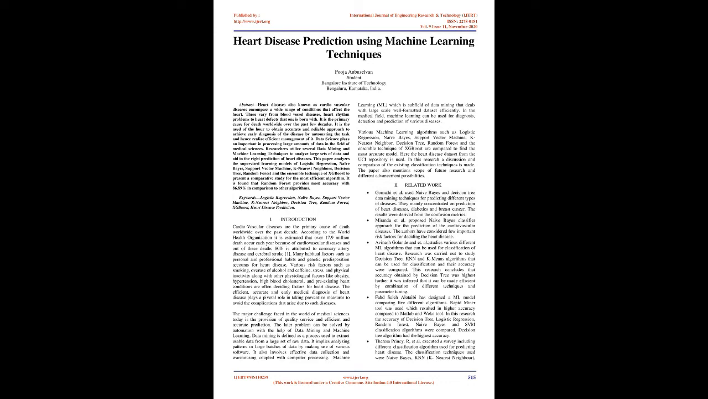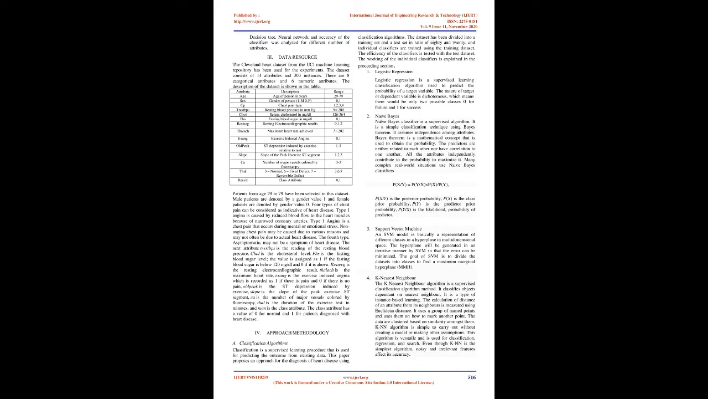2. Related work. Gomp et al. used naive Bayes and decision tree data mining techniques for predicting different types of diseases. They mainly concentrated on prediction of heart diseases, diabetes, and breast cancer. The results were derived from the confusion matrix. Miranda et al. proposed a naive Bayes classifier approach for the prediction of cardiovascular diseases. The authors have considered a few important risk factors for deciding the heart disease.